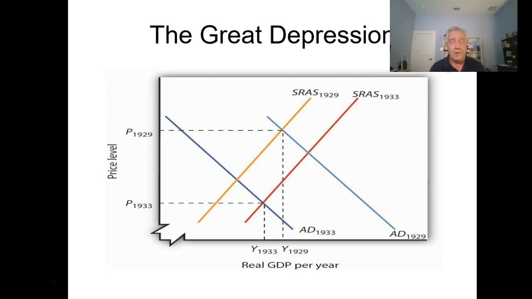So as that drop occurred, as we went from a production level of 1929 to 1933, that decline represents people being laid off from work. And the unemployment at that point in time, as I have said, reached a good 20%.